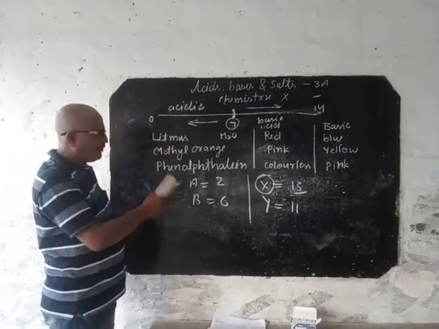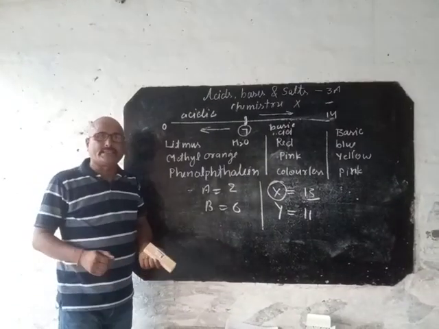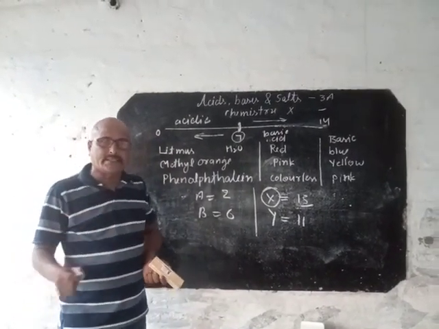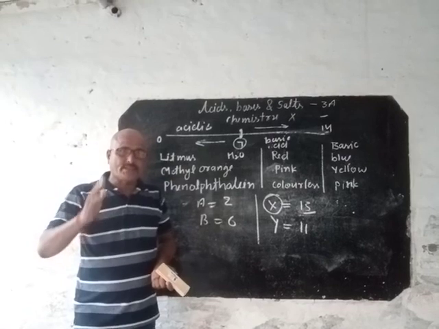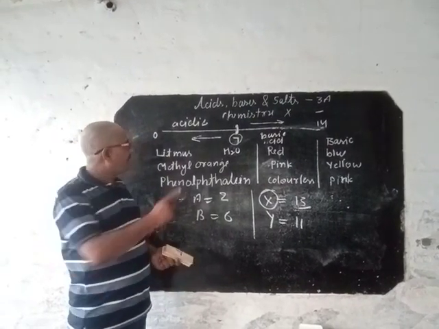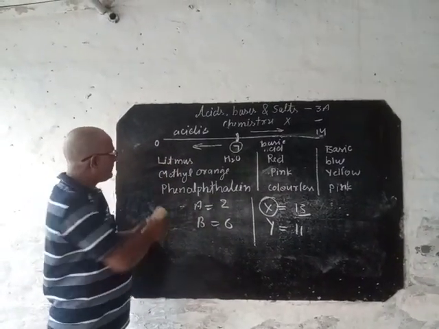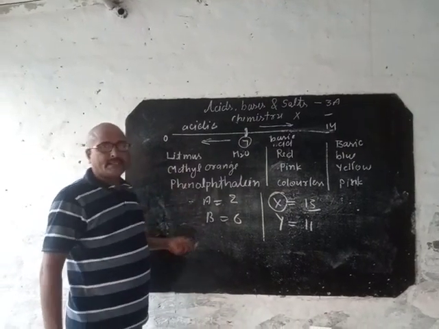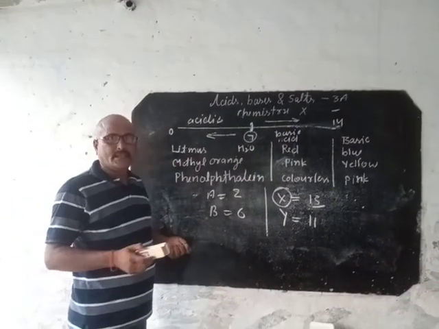Now, what is the pH? Negative of the logarithm of hydrogen ion concentration to the base 10 expressed in mole per liter, known as pH value. The ionic product is 10 to the power minus 14.